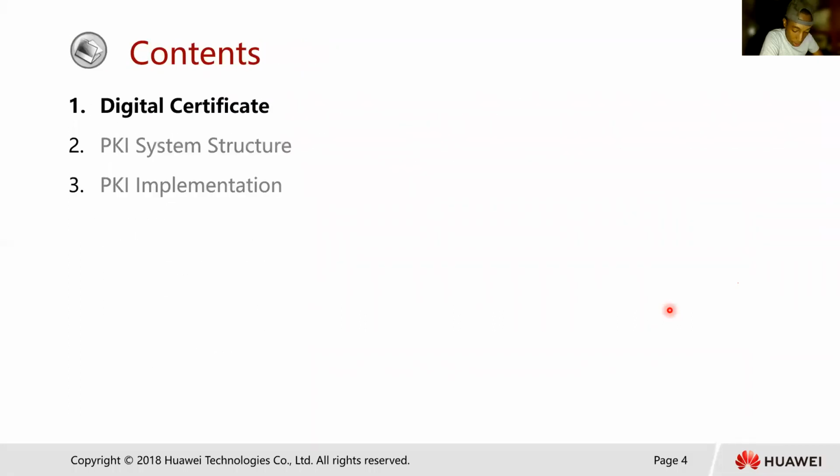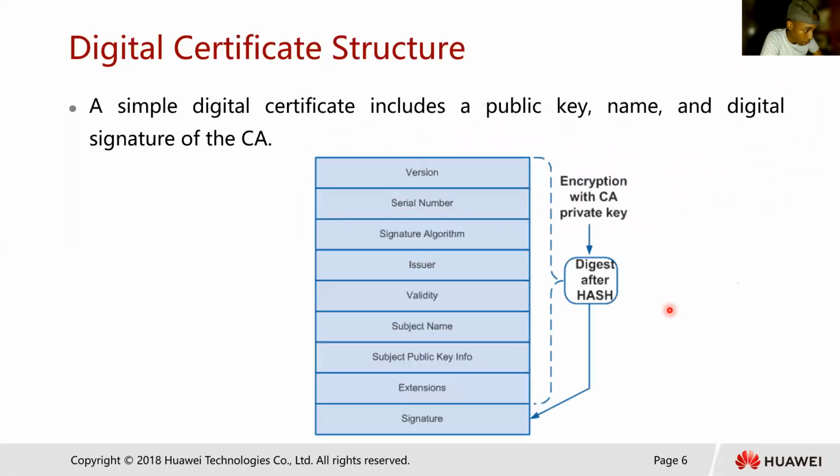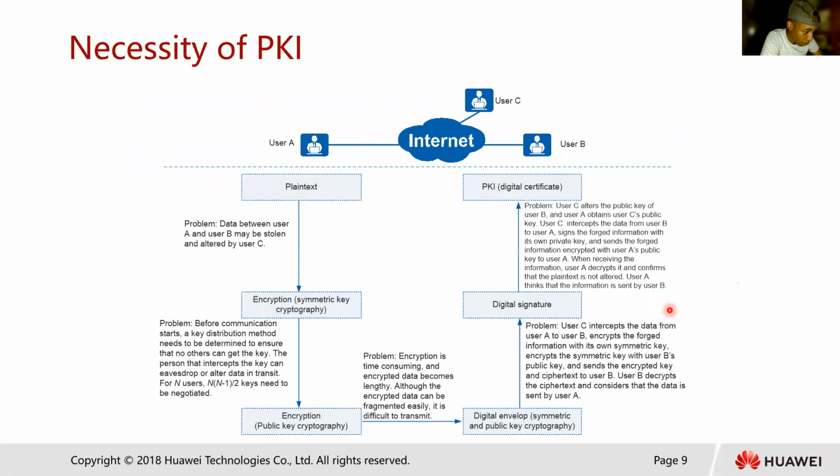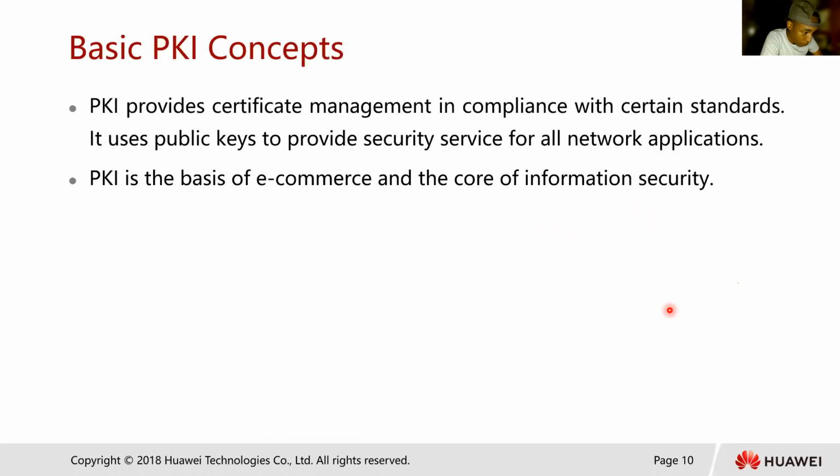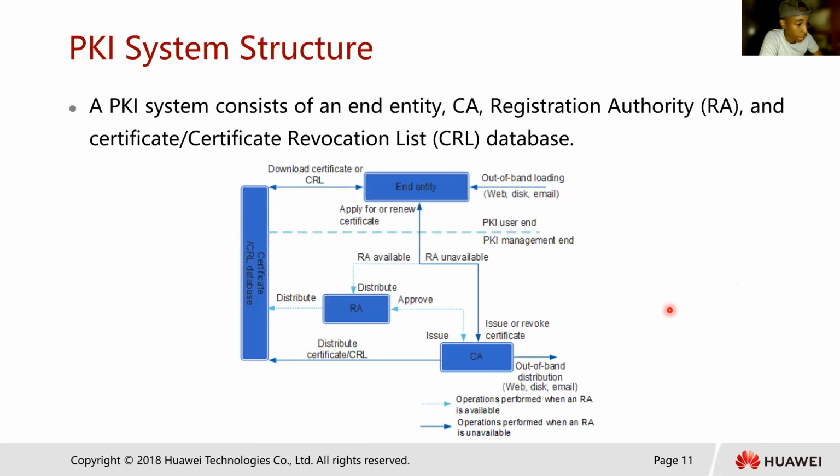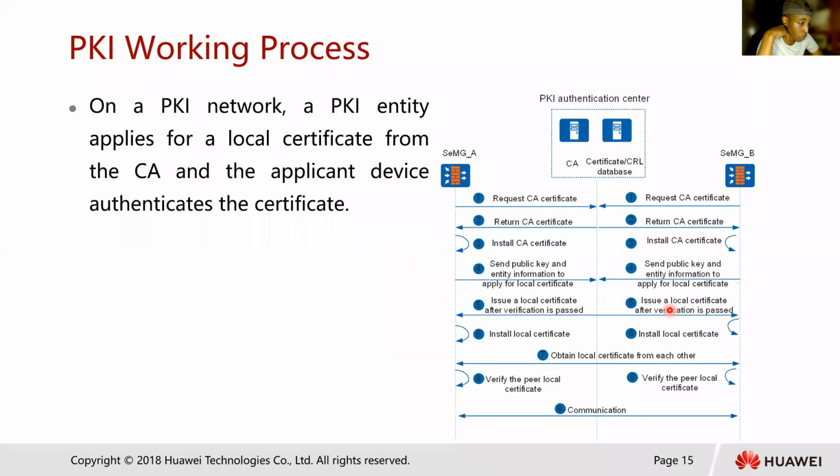I think this is where we started, the system structure. So here it consists of the end entity, the CA, the registration authority, and the CRL database, the certificate revocation list database. So let's look at what is in the question.